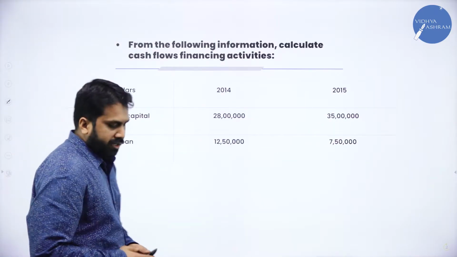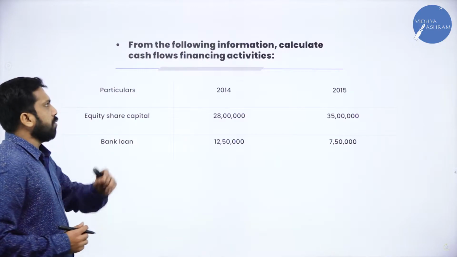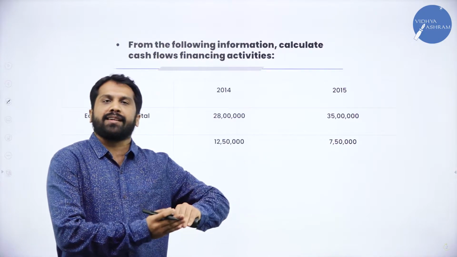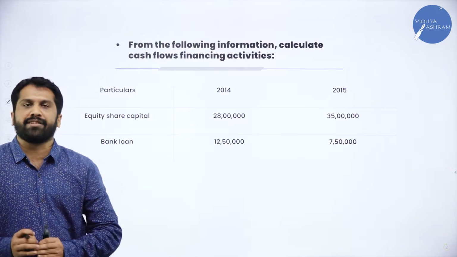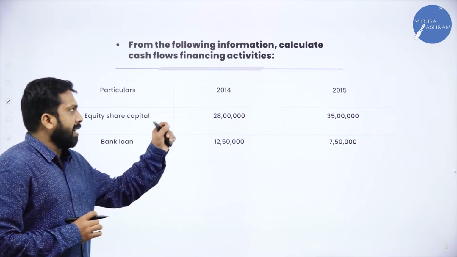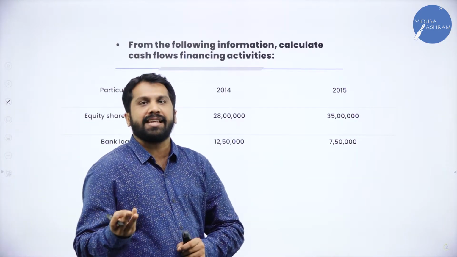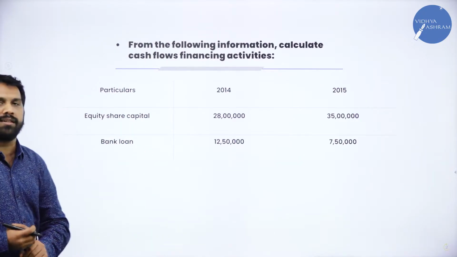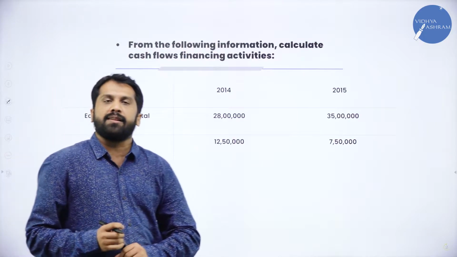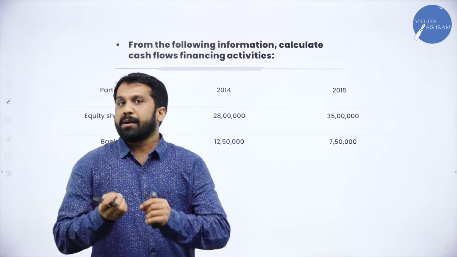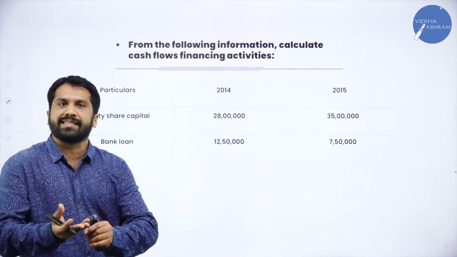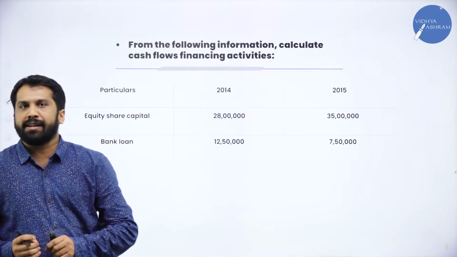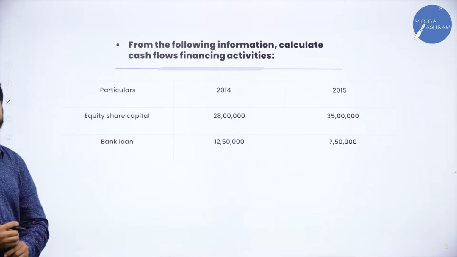From the following information, calculate cash flow from financing activity. What are the examples for financing and what are the examples for investing? To understand, financing means your loans, equity shares, preference shares, all the share capitals, which come under financing activity. What about investing activity? Purchase and sale of assets, investments, all come under investing activity. Now we'll go with financing activity.